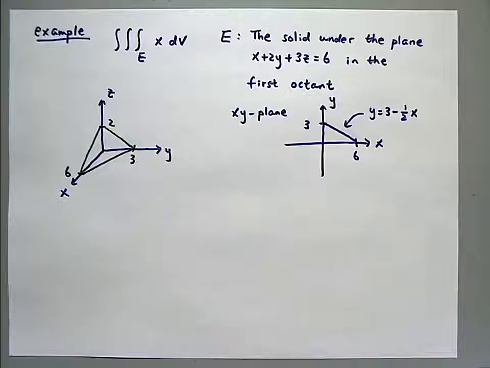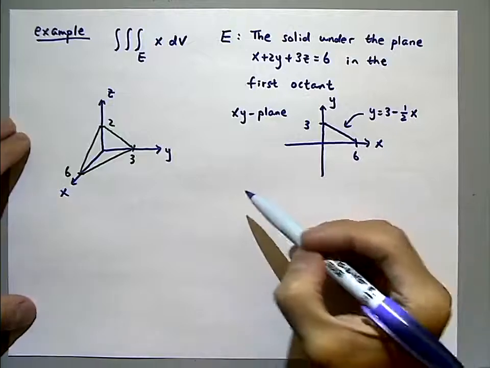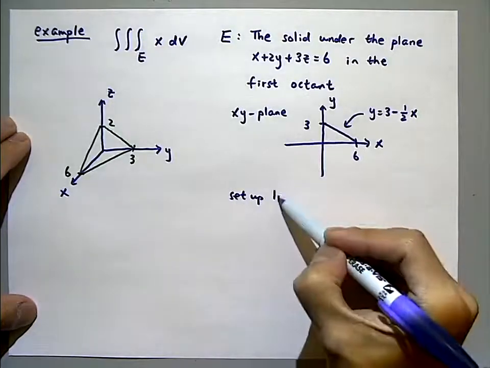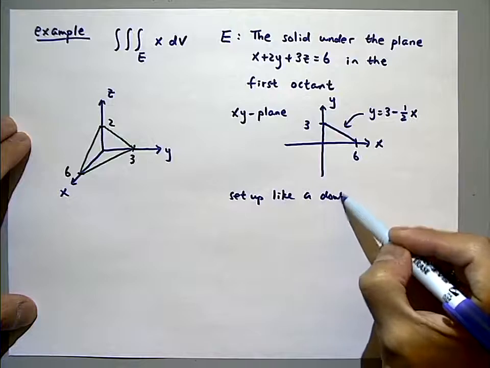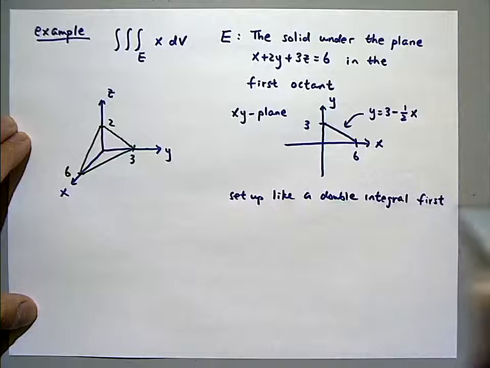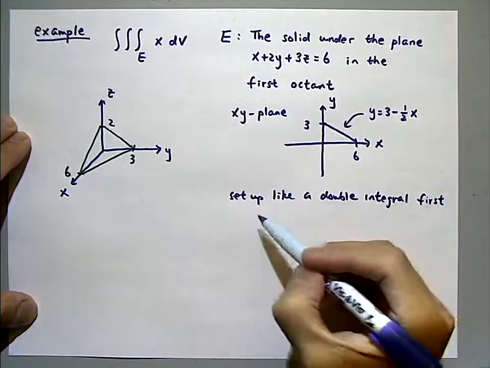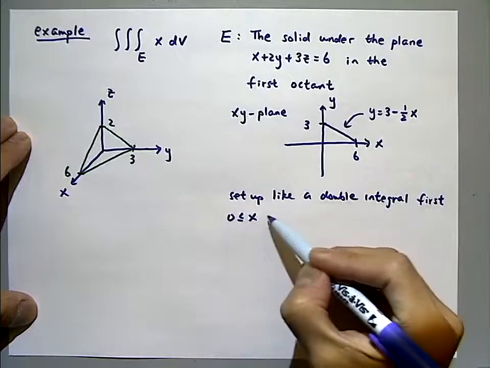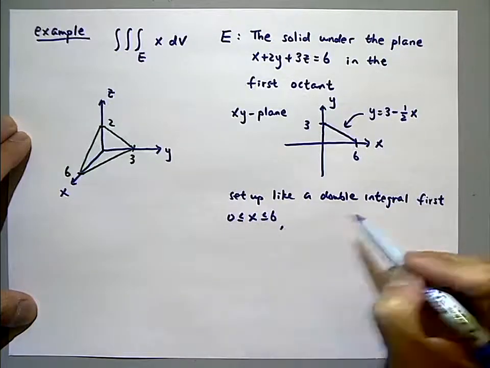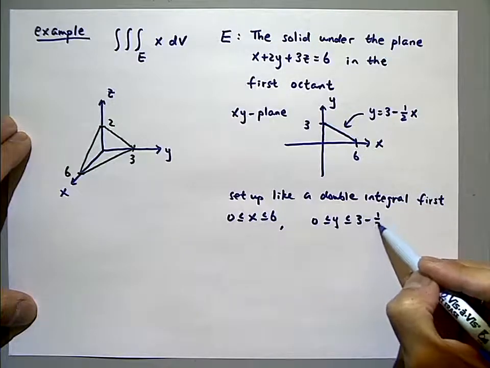Okay, so you take one of these projections. If you don't know which one to take, the xy plane. And then you start just by, as if you're setting up a double integral, looking at this region D. So if I'm looking at this region here, the simple thing to do is to say x is between 0 and 6, right? And then y is between 0 and 3 minus 1 half x.